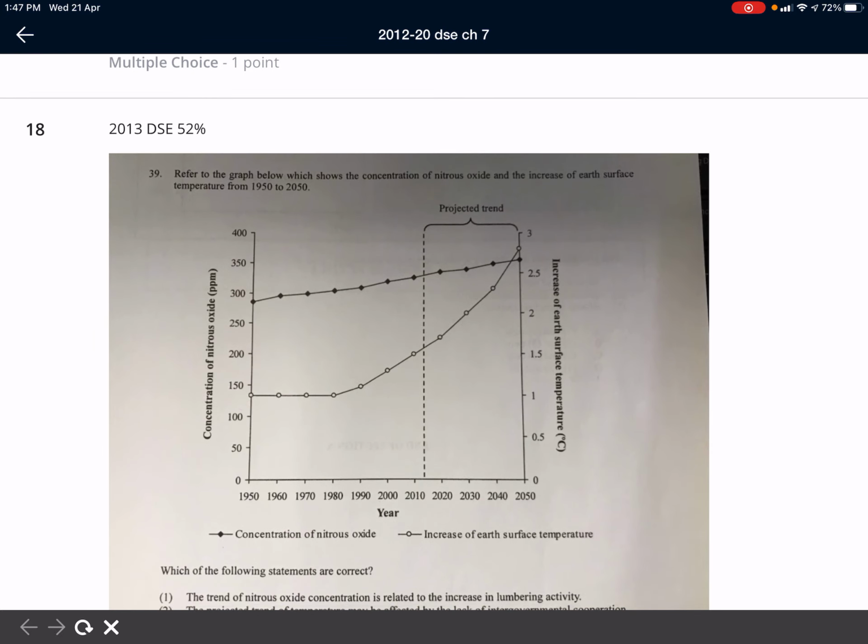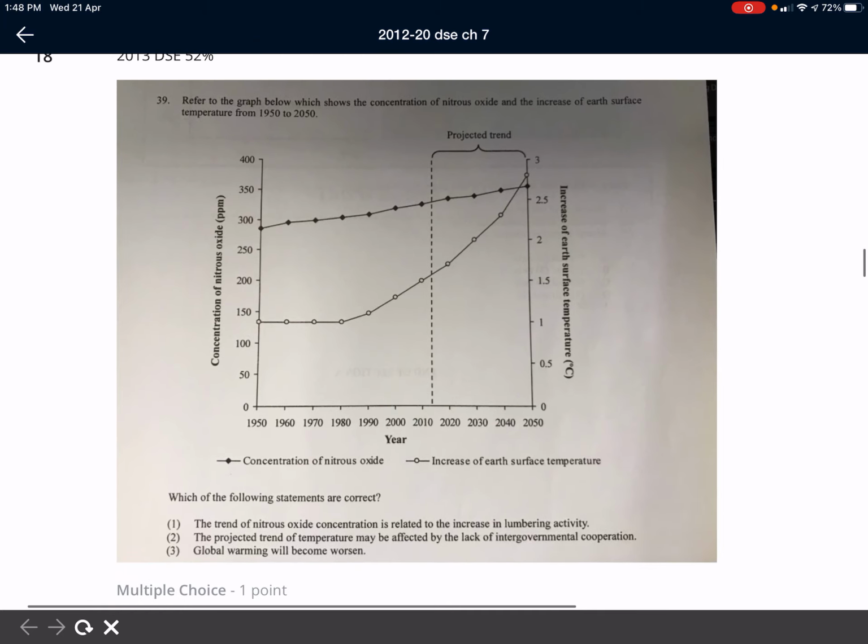Number 18 is talking about the concentration of nitrous oxide and also the increase of Earth's surface temperature from 1050 to 2050. Which of the following statements are correct? The trend of the nitrous oxide concentration is related to the increase of mining activities. Is it the case? I don't think so. Mainly, it is talking about the production of nylon and the production of chemical fertilizer, which will lead to the rise of nitrous oxide.